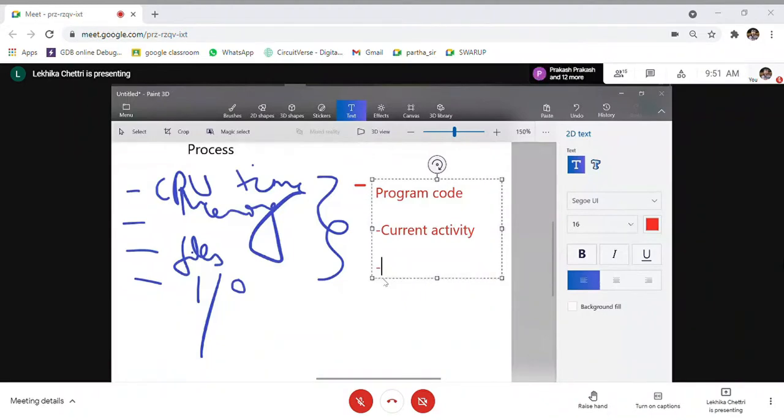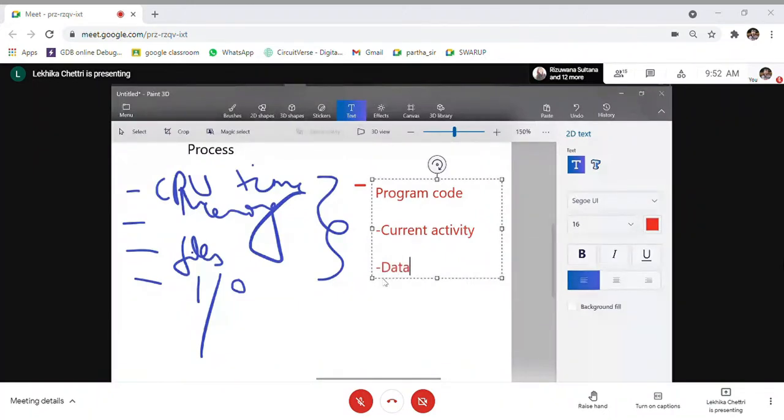So now to remember it, the operating system will have to call a register to remember the value. So the third basic thing that a process consists of is the data section.